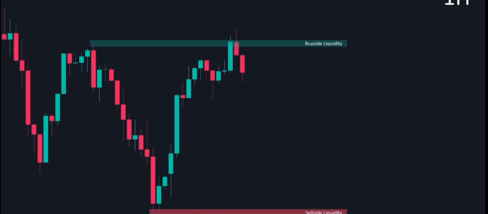Now, wait for the price to break out beyond one of these zones, and then quickly close back inside the range. This shows a liquidity sweep or false breakout, where smart money has collected the orders and is likely preparing to move the price in the opposite direction.